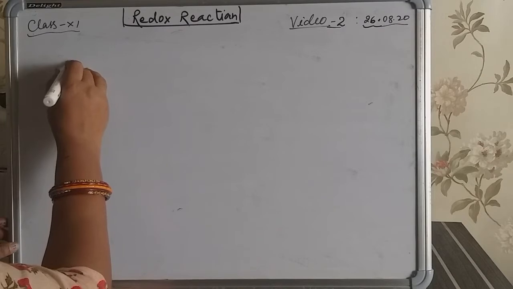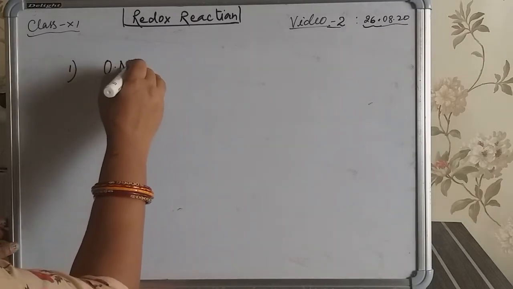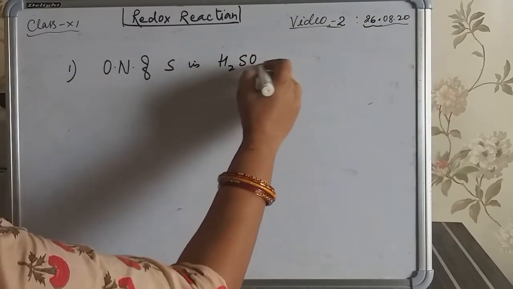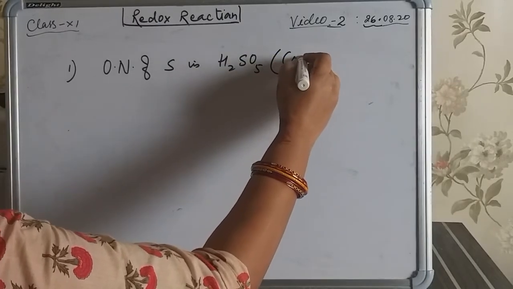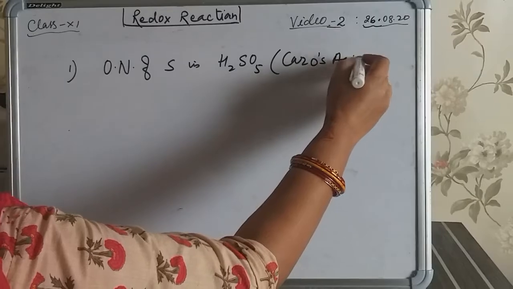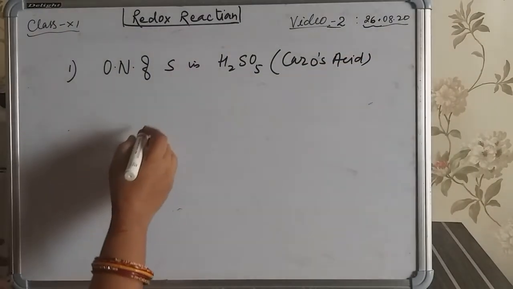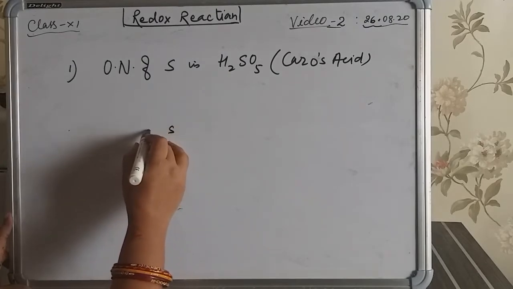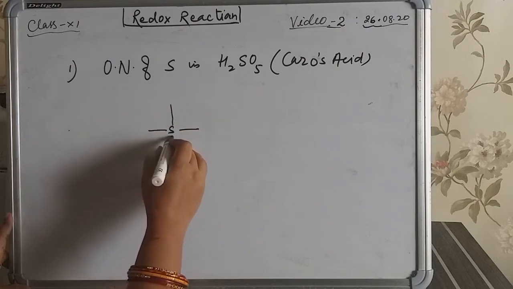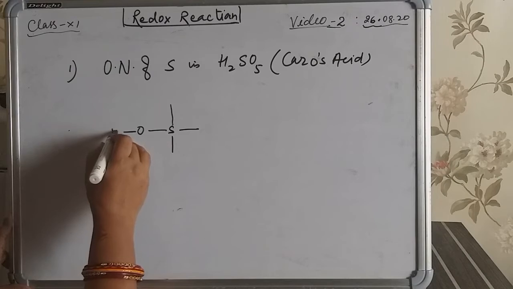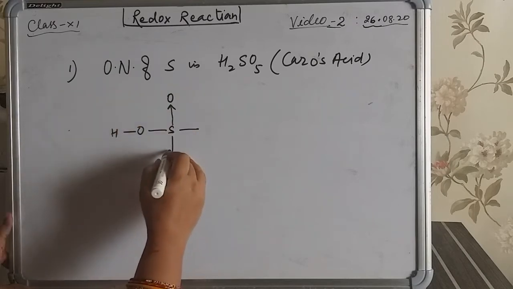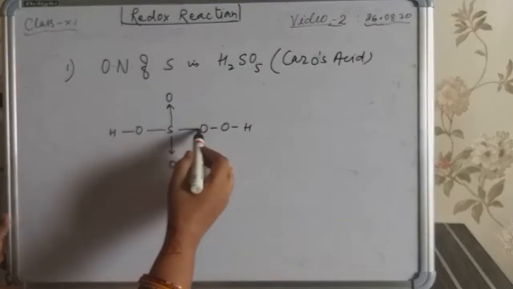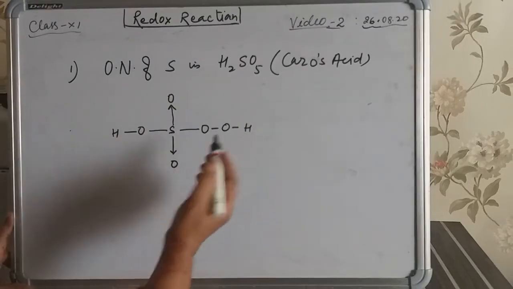Next one is, suppose we find the oxidation number of sulfur in H2SO5. This molecule is known as Caro's acid. At first we draw the structure of H2SO5. Sulfur with 1, 2, 3 and 4 O and H, one coordinate bond here, one coordinate bond here, and O, O and H. So 1, 2, 3, 4, 5 oxygen, 1 sulfur and 2 hydrogen.